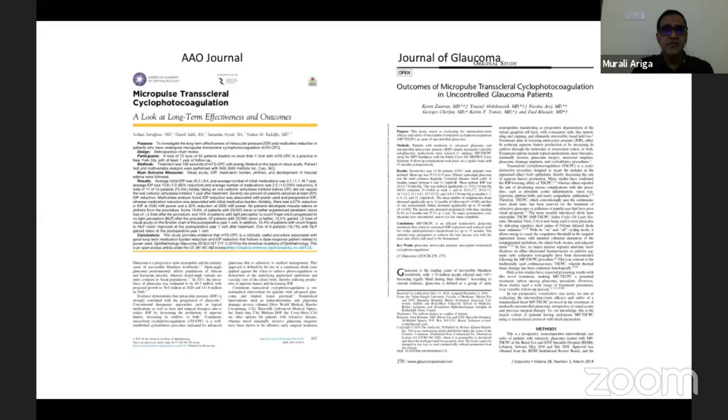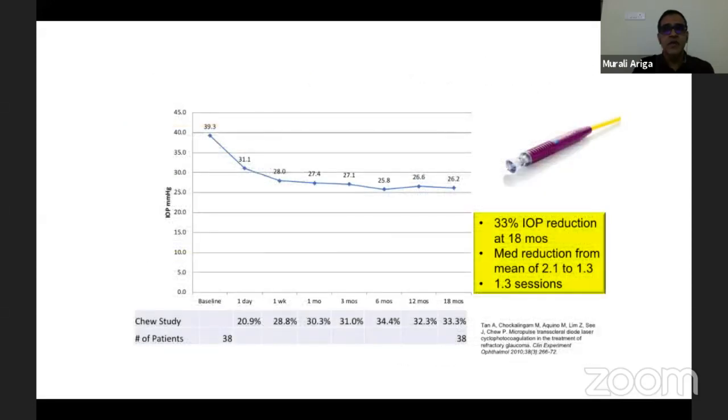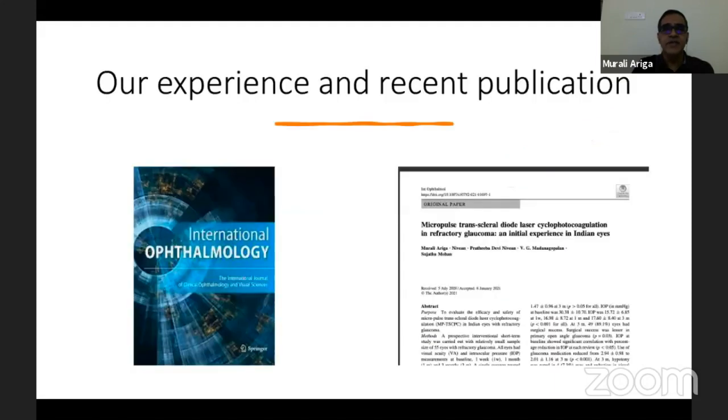There are many publications in the recent journals, the Academy's Journal, the Journal of Glaucoma, and many other journals, and the data shows that the IOP lowering is quite good, and you probably get about 25 to 35% IOP reduction and a definite reduction in the number of medications needed.